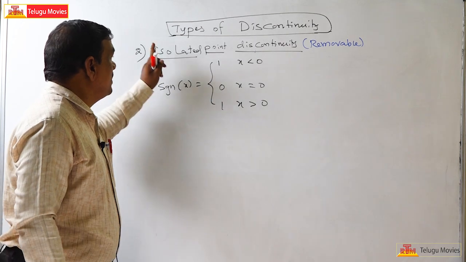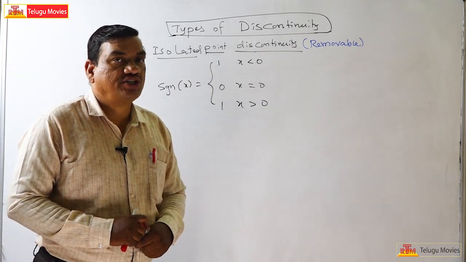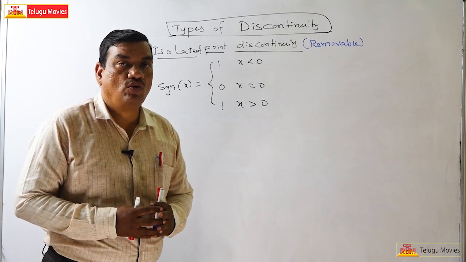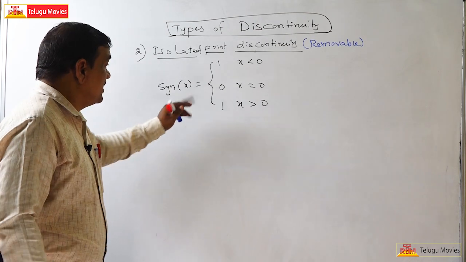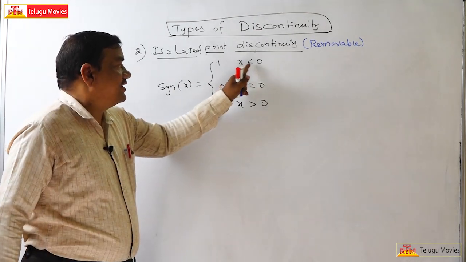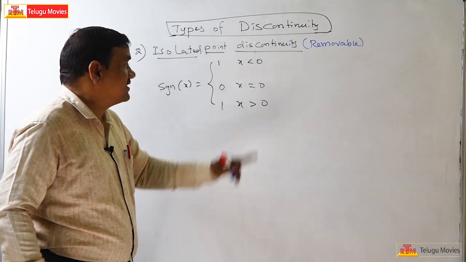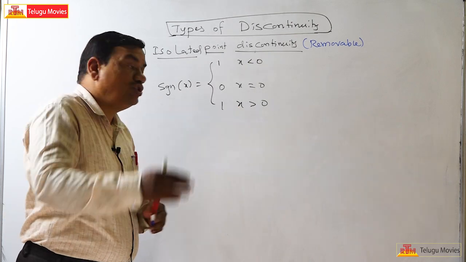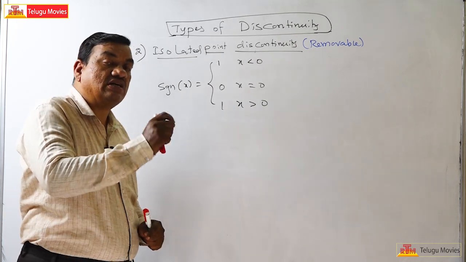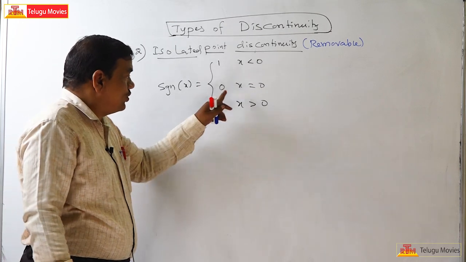Now this is isolated point discontinuity, which is removable. Let us see the signum function. The signum function is defined as follows: for x less than 0, in the domain for all negative values of x, the function is defined as 1. For x greater than 0, for positive values of x also, the image is 1. But at x is equal to 0, it is 0.